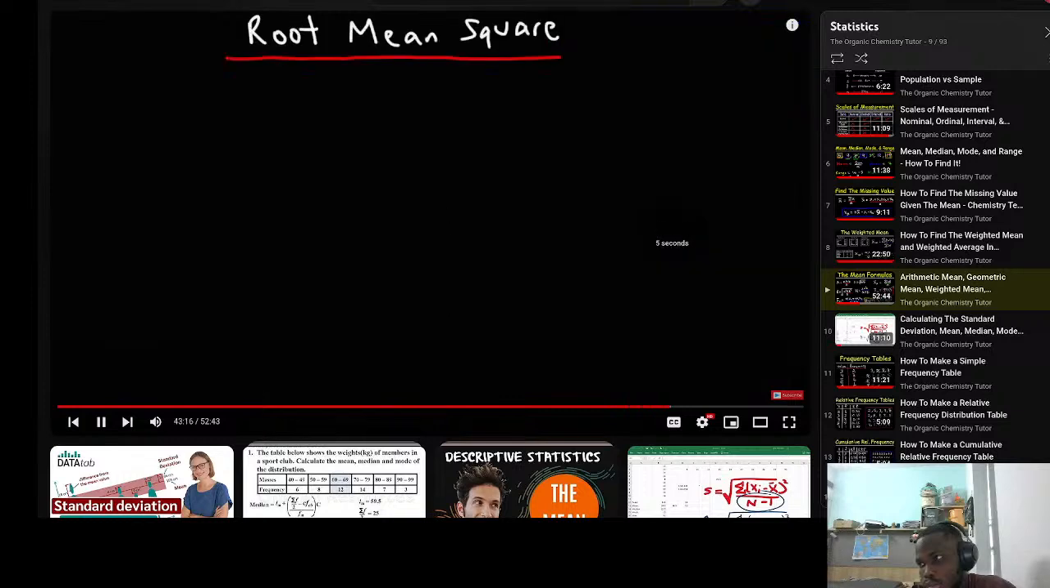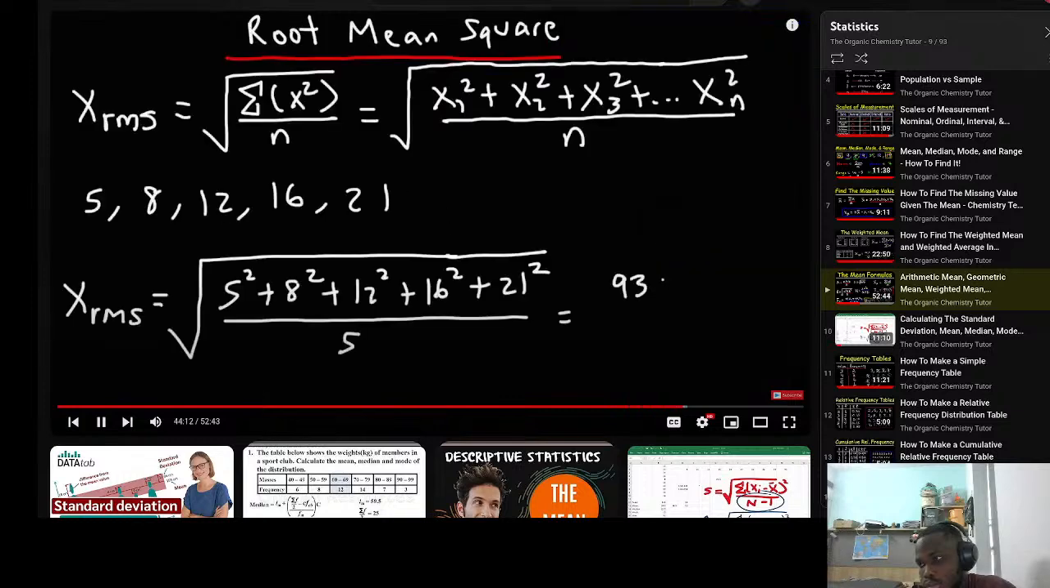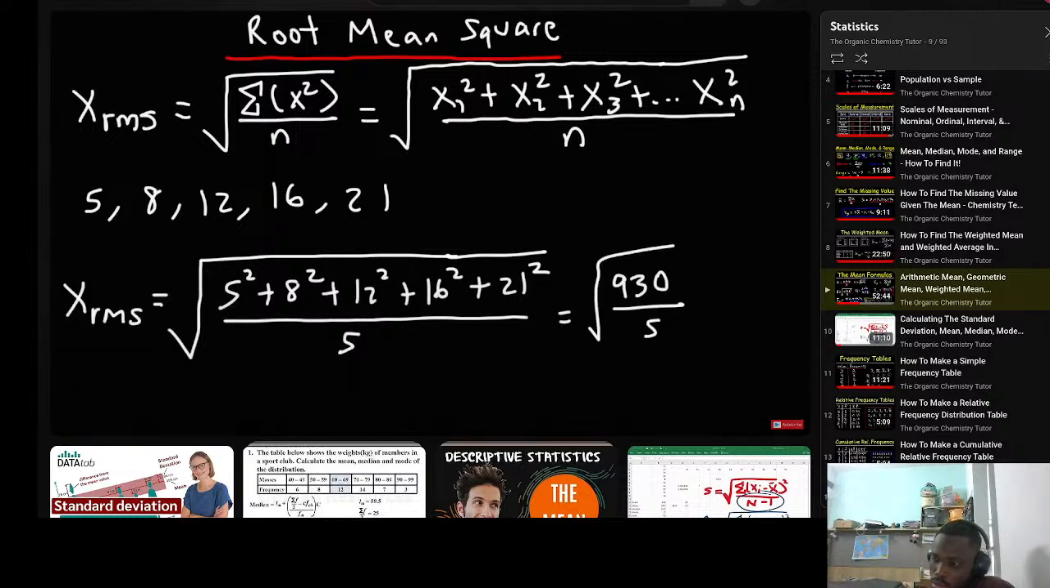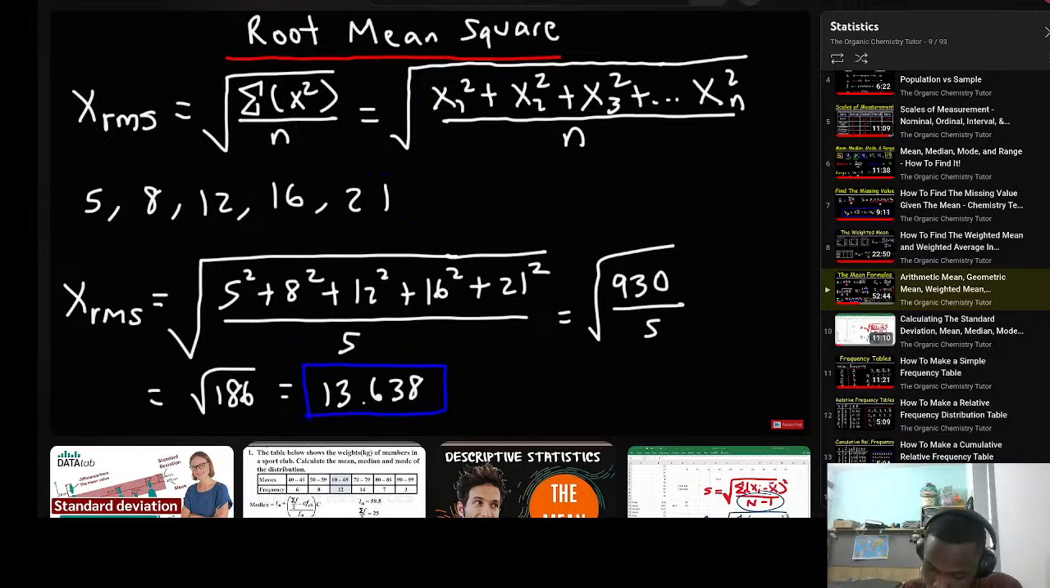Second part in this number plus 12 squared plus 16 squared plus 21 squared. That's 930. 930 divided by 5 is 186. And the square root of 186 is 13.638. So this is the root mean square of these 5 x values. So that's how you can apply the formula.